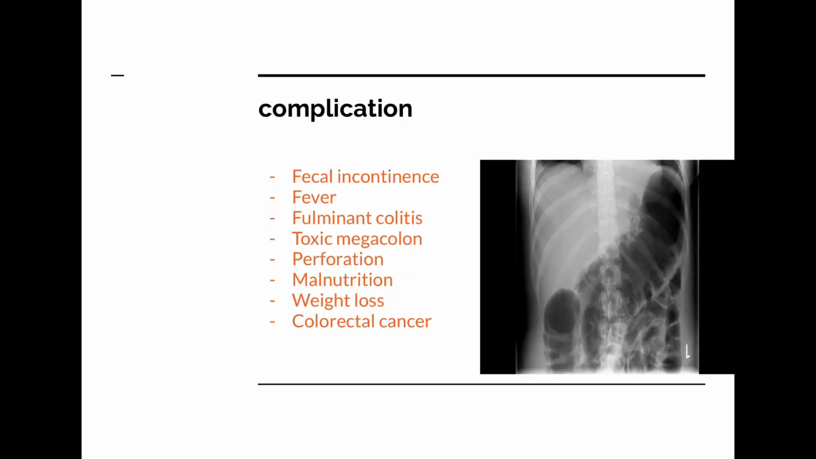The inflammation of the bowel in ulcerative colitis can lead to a couple of complications. Fecal incontinence is loss of control over defecation. Fulminant colitis is when the inflammation involves the entirety of the colon. The inflammation can also cause dilation of the colon, as you can see in the X-ray on the right. It's called toxic megacolon, along with perforation. Malnutrition and weight loss occur in case of long-standing or untreated ulcerative colitis, along with colorectal cancer due to extensive involvement of the colon.